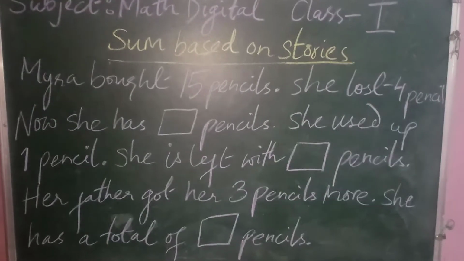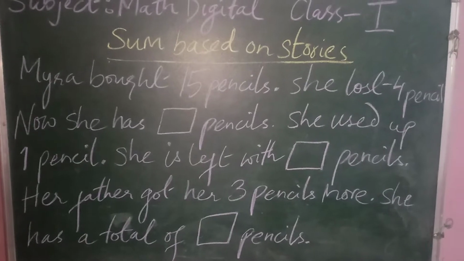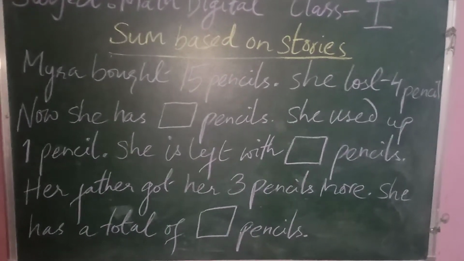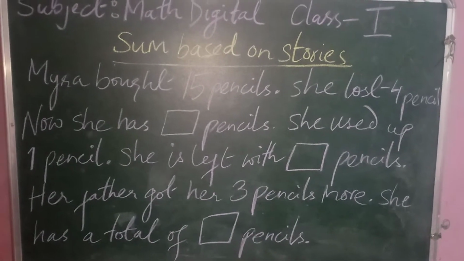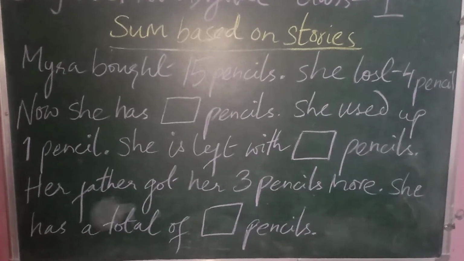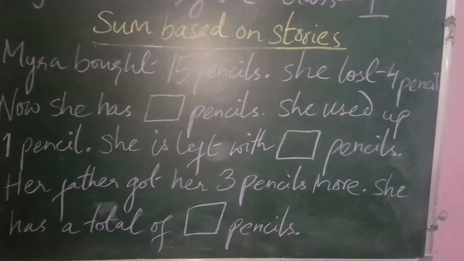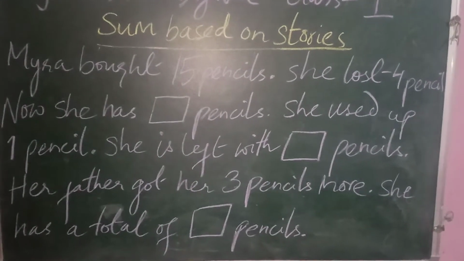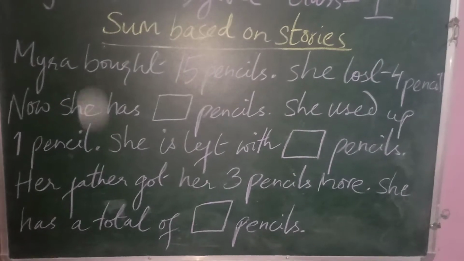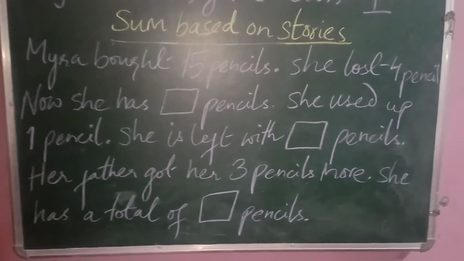Okay, so next question, Myra bought 15 pencils. She lost 4 pencils. Now she has how many pencils? You have to write it over there. She used up 1 pencil. She is left with then how many pencils? Her father got her 3 pencils more. She has a total of dash pencils.